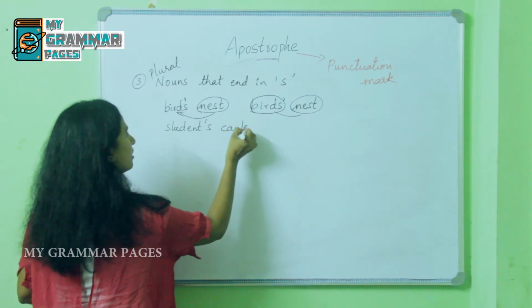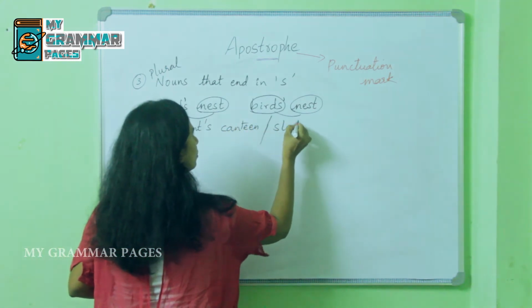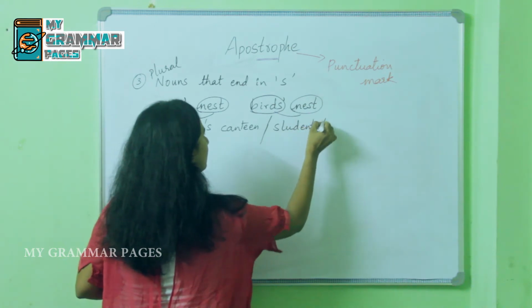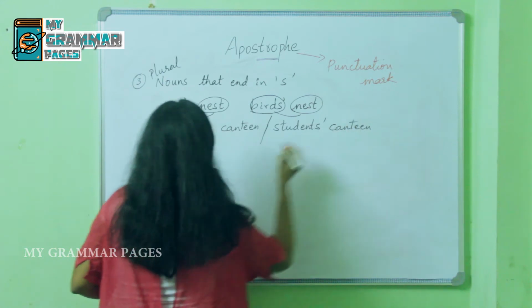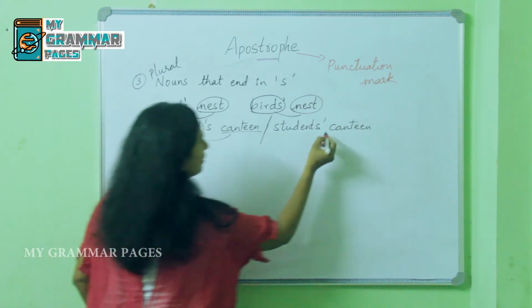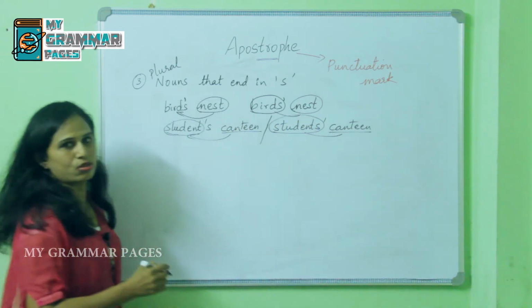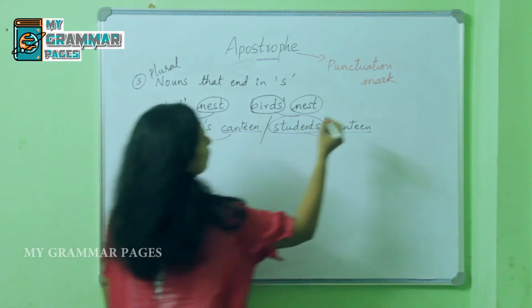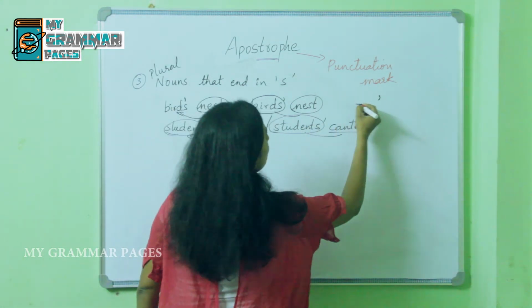And here is students' canteen. I think you might have got the difference. This canteen belongs to a single student, and here this canteen belongs to the whole lot of students. So for this, we are just keeping a single apostrophe after the word.